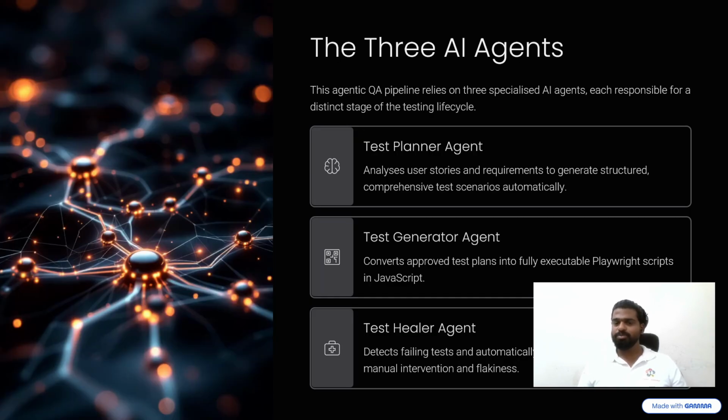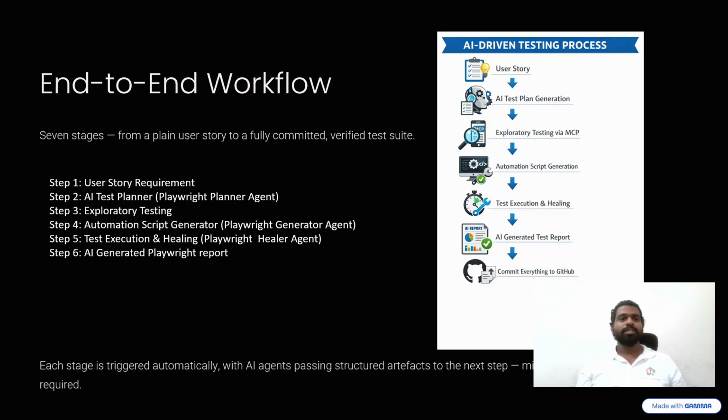Coming to Playwright, it has three inbuilt agent features: test planner, test generator, and test healer. These will automatically plan your test cases, generate your test cases, and if there are any failures because of flakiness, such as locator fixes, they can be fixed and re-executed. Okay. So today I'm going to cover the flow within these 6 steps.